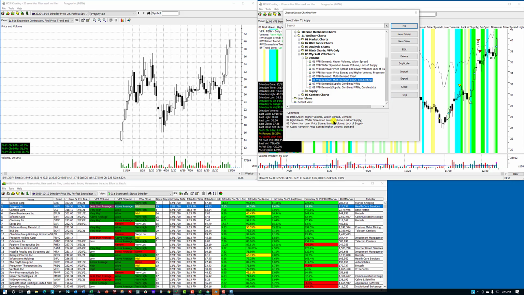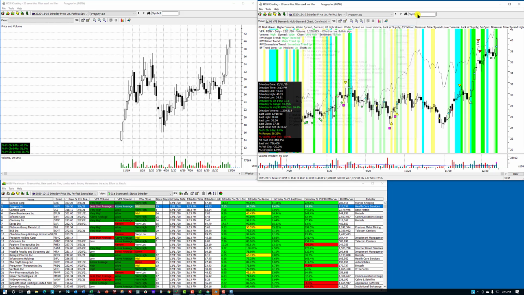Light green, wider spread on lower volume. That's lack of supply. This is an example right here. Yellow, narrow price spread, lower volume, lack of supply. And then finally, cyan is narrow price spread, higher volume, demand. And you can see that there were a few of those.